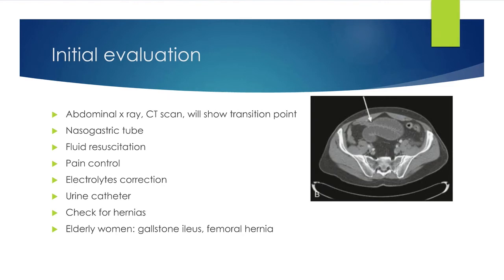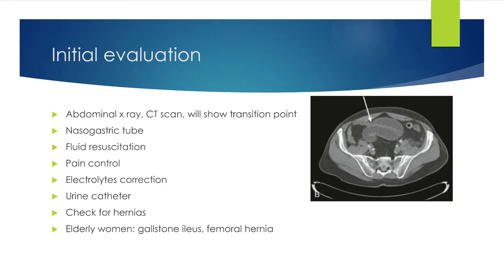Once you secure the diagnosis, you put a nasogastric tube, you notice the quantity and the quality, or the color, of the fluid that you have aspirated from the stomach. They will need aggressive fluid resuscitation, particularly those who you find they have long duration of symptoms or when there is evidence of acute kidney injury. Pain control, that's obvious. Electrolyte correction is very important in this situation.